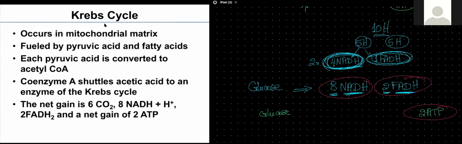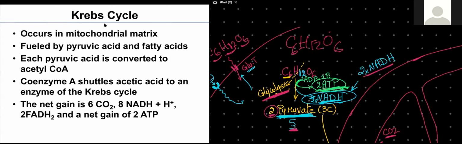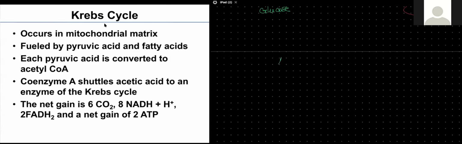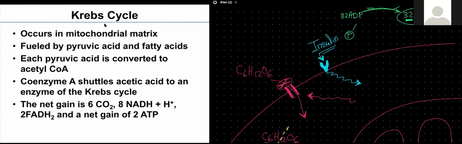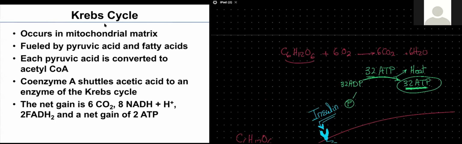So how many ATPs did you get so far? You've got 2 from the Krebs cycle, and you've got 2 here from the glycolysis. So far, I did produce 4 ATPs. That's it. How many did I tell you at the beginning that you're going to be producing? Around 32. So where are the rest of the 32?